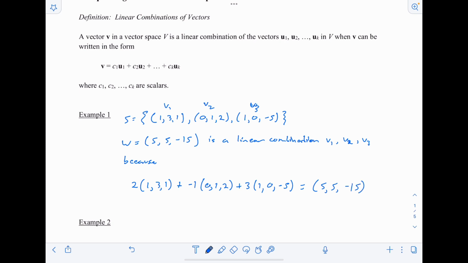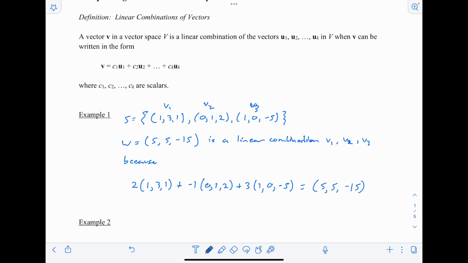Just to test this, if we look at the first element, we'd have 2 plus 0 plus 3 is 5. And it would obviously work then for elements 2 and 3 if we were to check those as well. But that's the idea of a linear combination. So we'd say that W is a linear combination of those other 3 vectors because we can multiply those 3 vectors by scalars, add them together to get W.